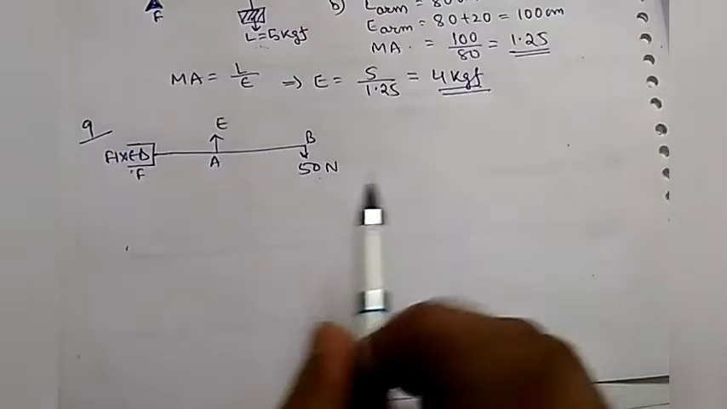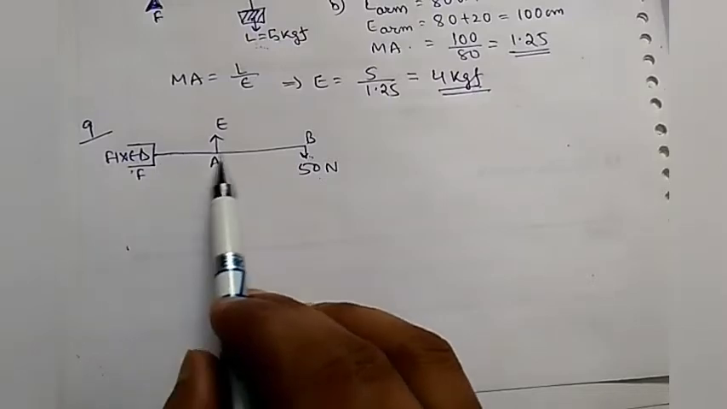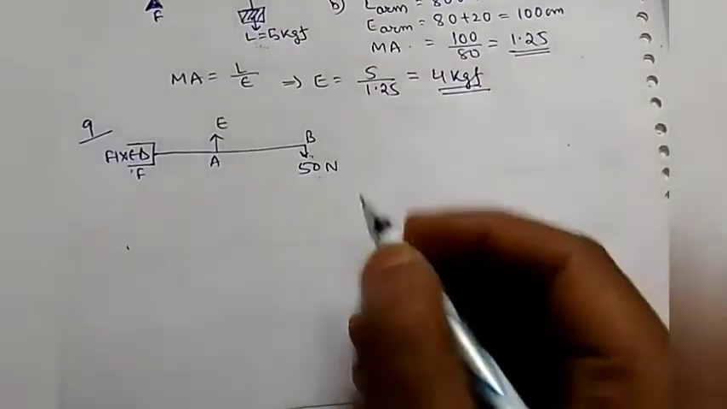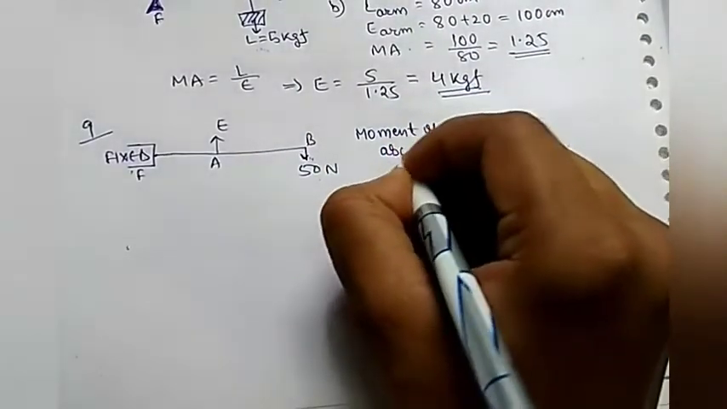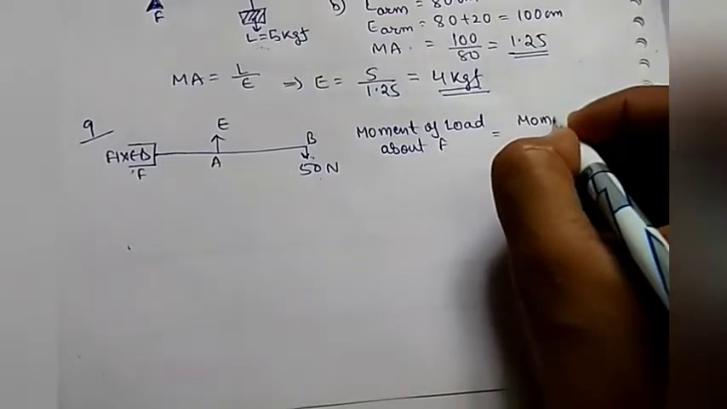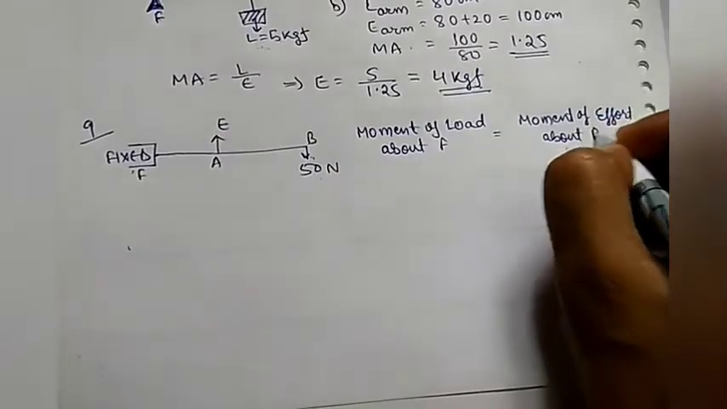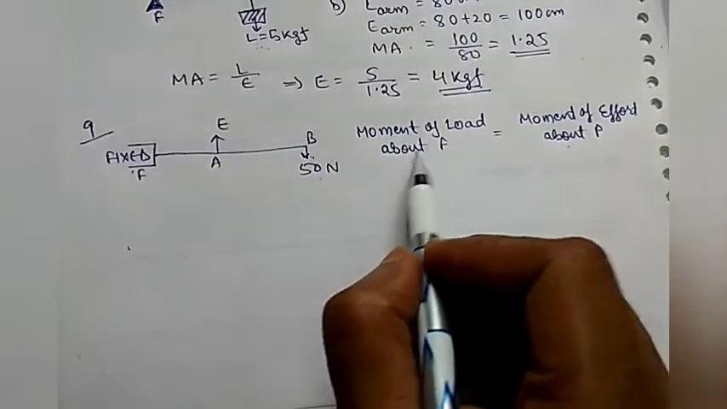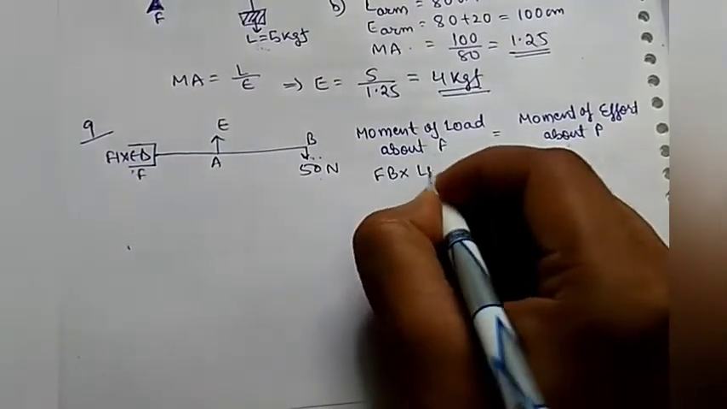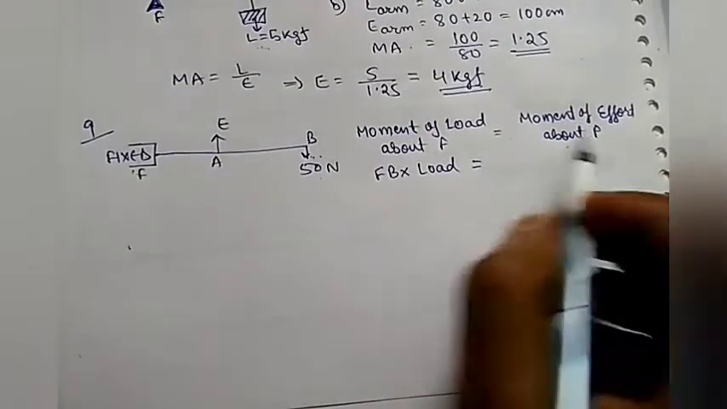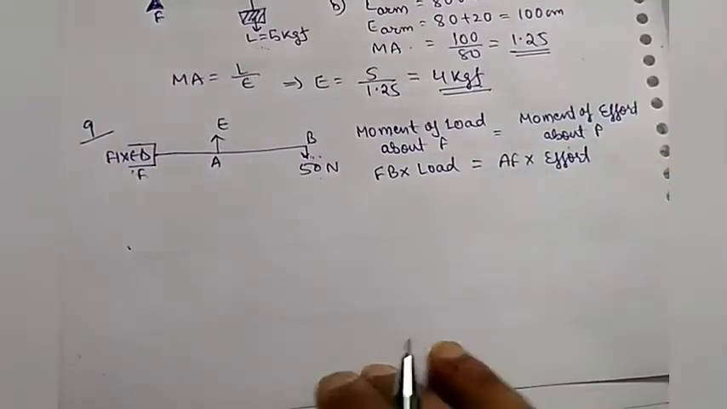So here the moment of the load about the fulcrum will be equal to the moment of effort about the fulcrum. So we can write moment of load about fulcrum is equal to moment of effort about fulcrum. Okay, so what is the moment of load about fulcrum? Load is here, so FB into load equal to moment of effort about the fulcrum. Effort is put here, so AF into effort. So this will be the moment.